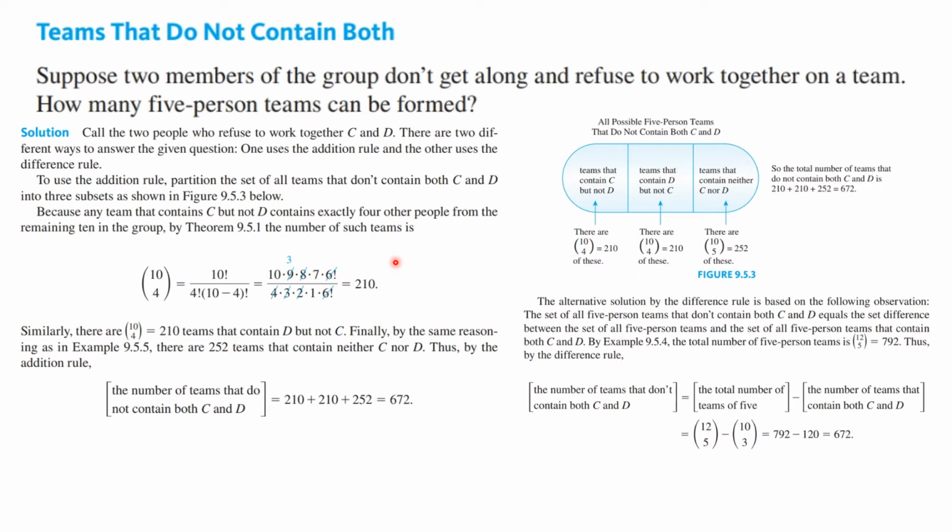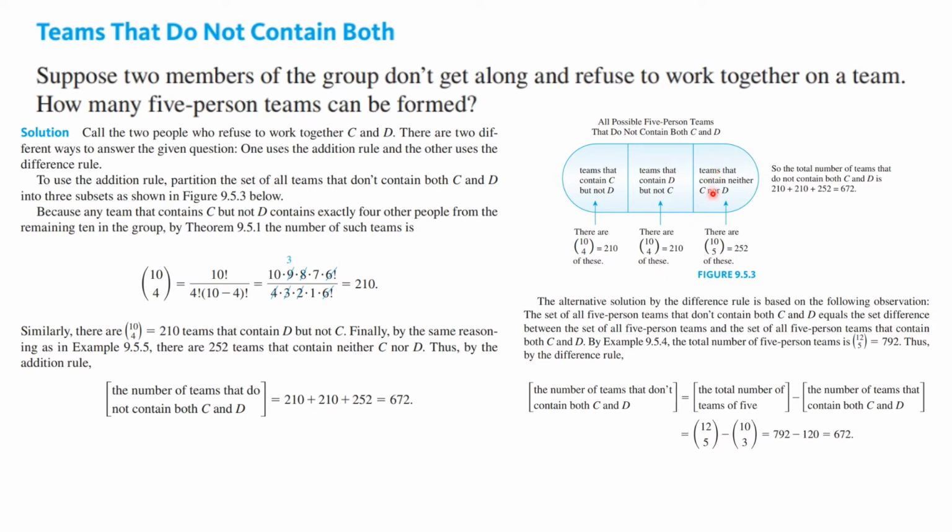Because any team that contains C but not D contains exactly 4 other people of the remaining 10 in the group, 10 choose 4 is 210. So you see that teams that contain C but not D is 210. Similarly, teams that contain D but not C is also 210.